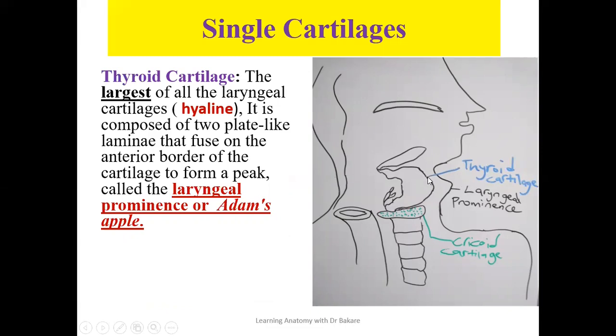And this fusion at the anterior end forms the laryngeal prominence that is seen mostly in males. You see this protrusion in the anterior midline of the neck. So it is the thyroid cartilage that is actually responsible for this presentation.